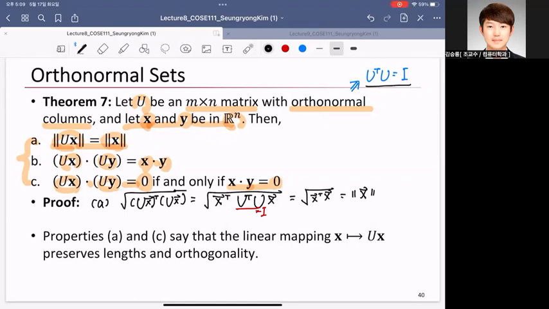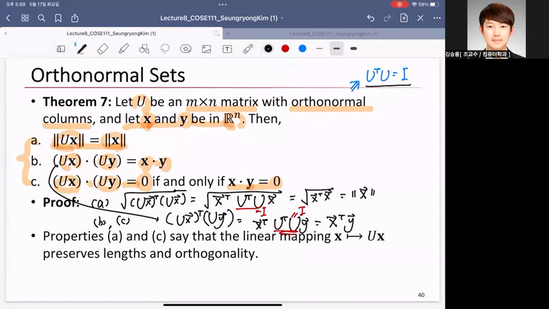Similarly, you can prove B and C very easily. For example, from the definition of the inner product, (UX) transpose UY should be X transpose U transpose U Y, and because U transpose U was the identity, it's going to be X transpose Y. Right-hand side, right? Similarly, you can prove statement C.